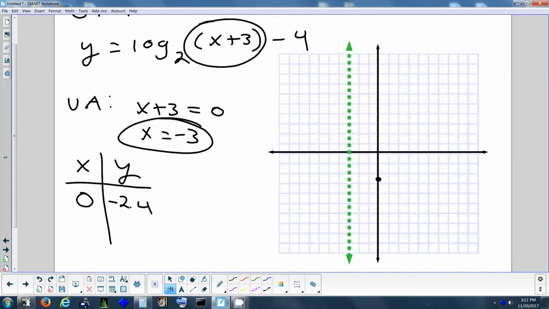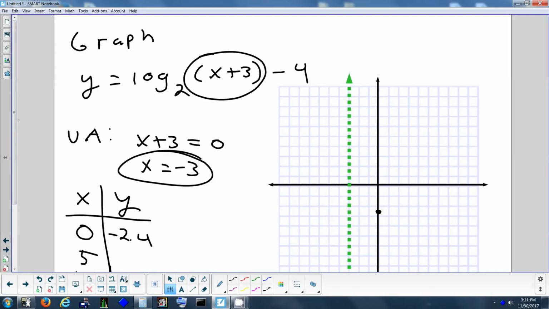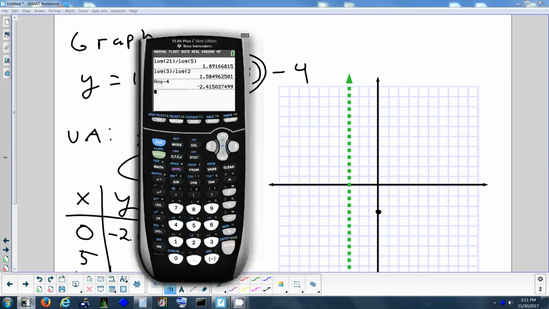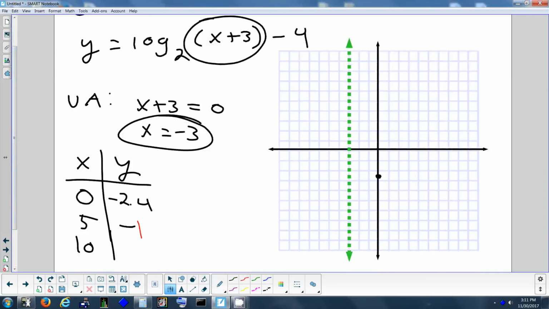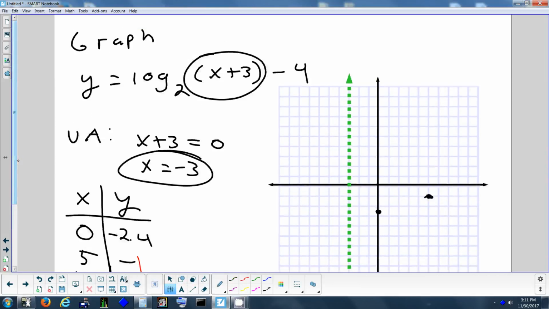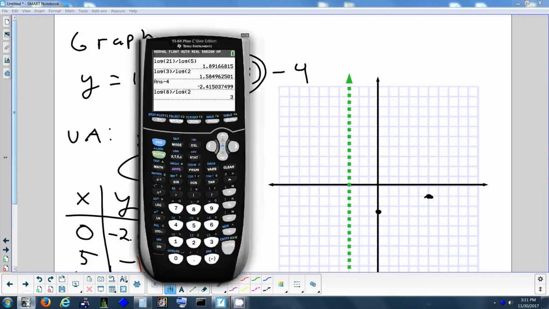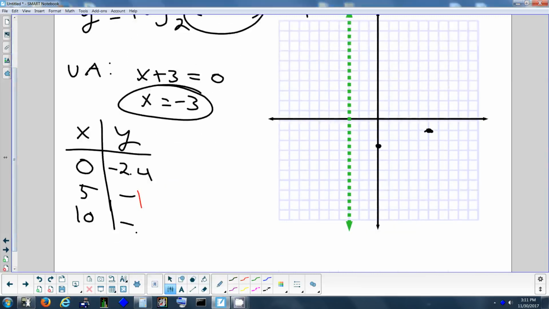That's about right there. Let's do 5 and then 10. 5 plus 3 gives me 8, so I need log base 2 of 8, and then subtract 4. That's going to be easy enough, gives me -1. So 5, -1. And 10, what's 10 plus 3? 13. So log base 2 of 13, and subtract 4. Okay, -0.3. All right, so we're at 10, just a little bit under.